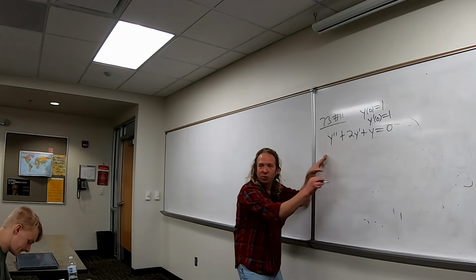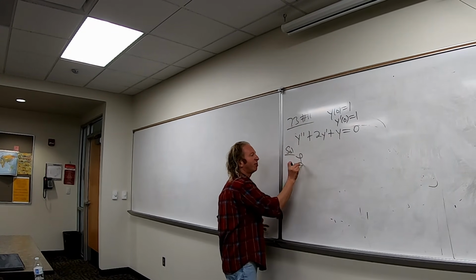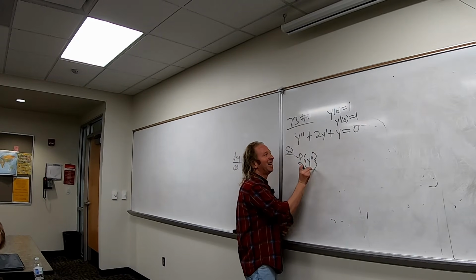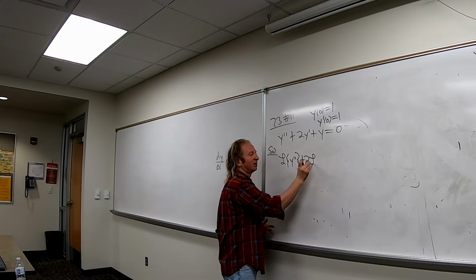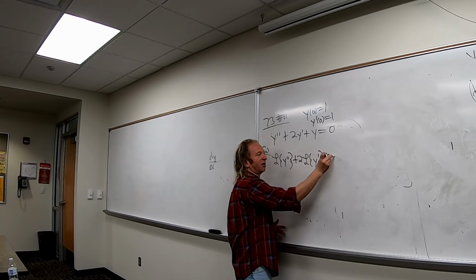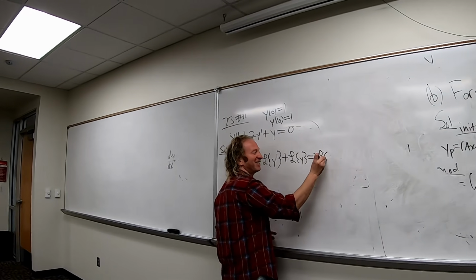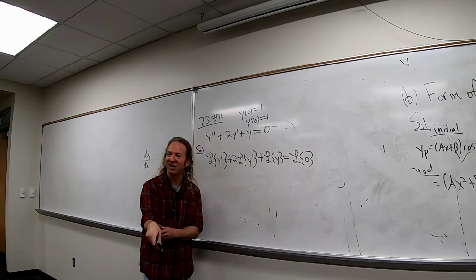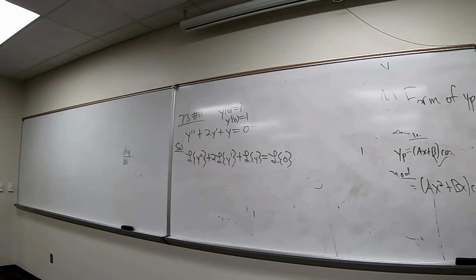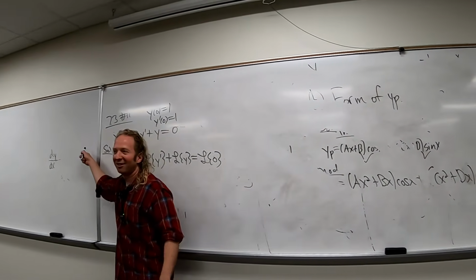Okay, first thing you do is take the Laplace of both sides. So the Laplace of y double prime, plus 2 Laplace of y prime, plus Laplace of y, equals Laplace of 0, which is 0. I think we proved that in class one day, like on the side as a remark.